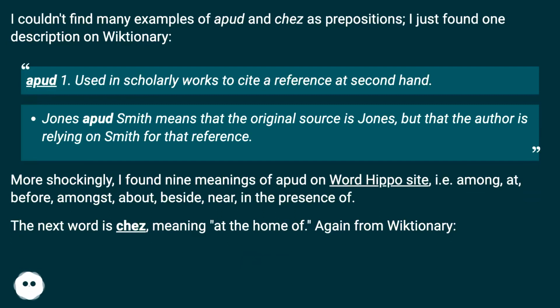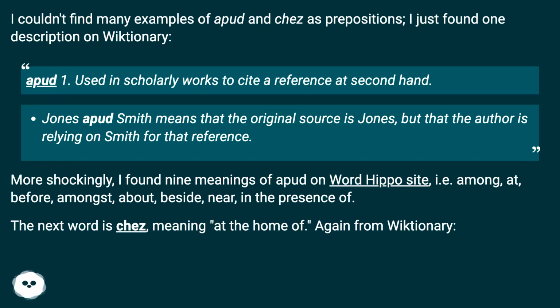Apud: 1. Used in scholarly works to cite a reference at second hand. Jones apud Smith means that the original source is Jones, but that the author is relying on Smith for that reference. More shockingly, I found 9 meanings of apud on WordHippo sites, i.e. among, at, before, amongst, about, beside, near, in the presence of.